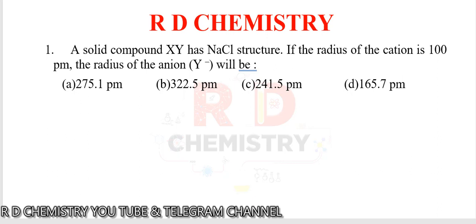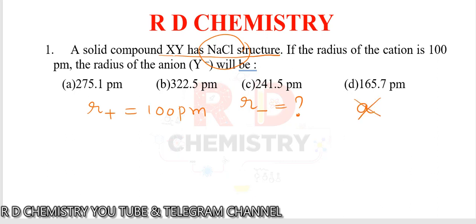Here in this video, I'll discuss few important concepts of solid state in the form of some questions. Let us see the first question. A solid compound XY has sodium chloride structure. If the radius of the cation is equal to 100 picometers, then what the radius of the anion is equal to? They mentioned sodium chloride and they are not given the edge length A.